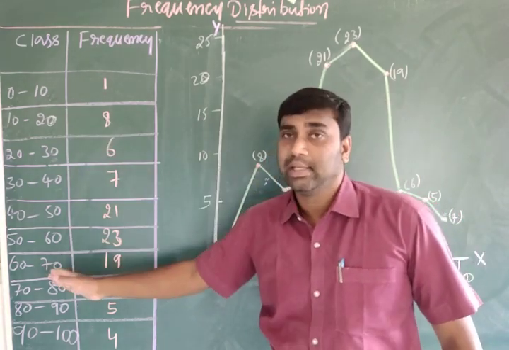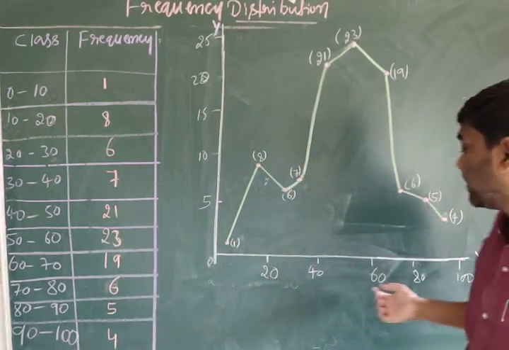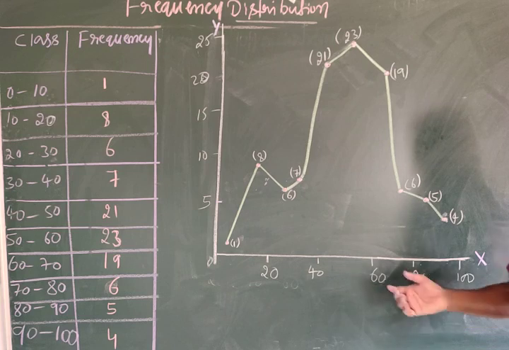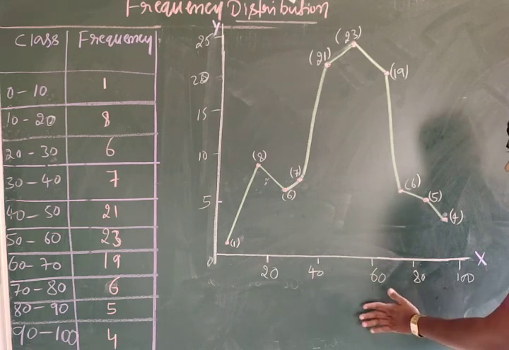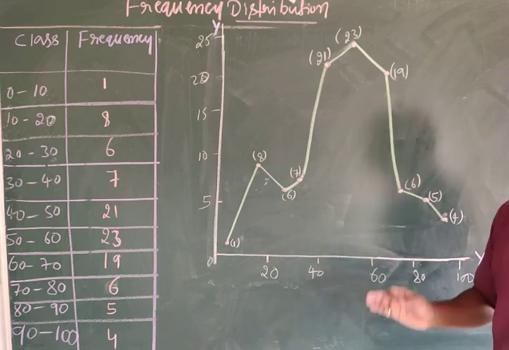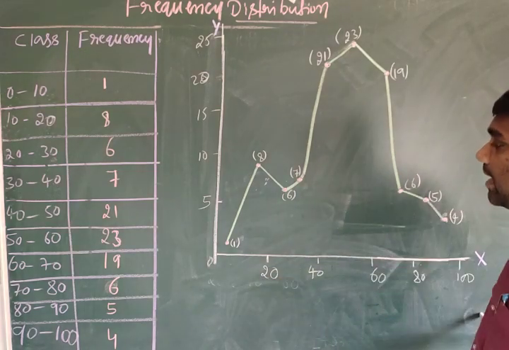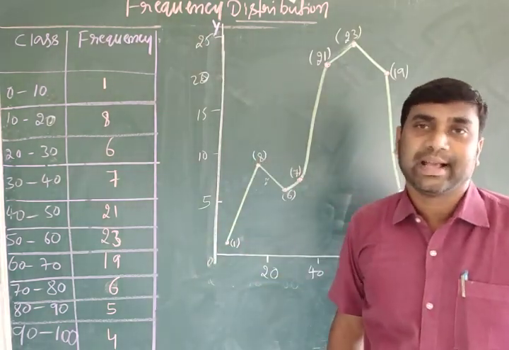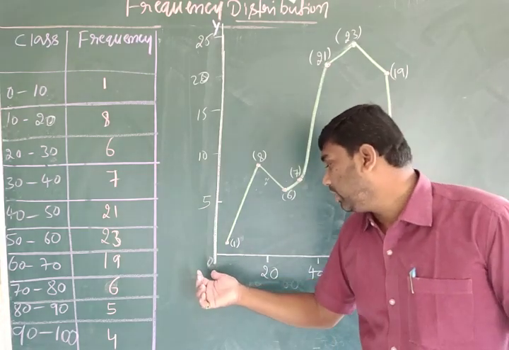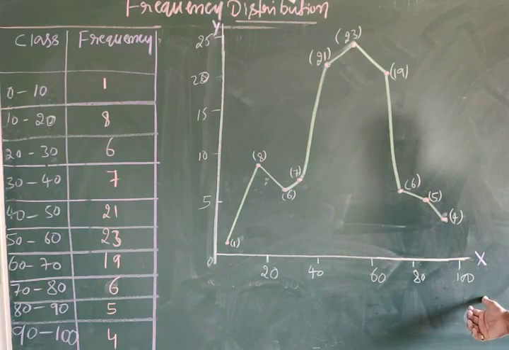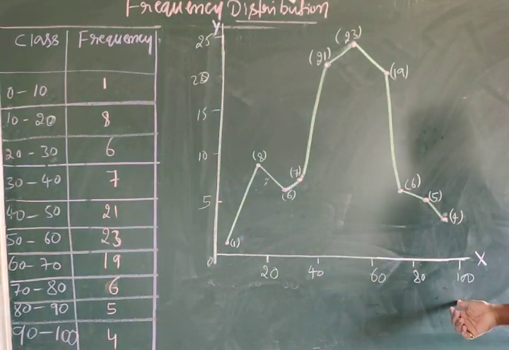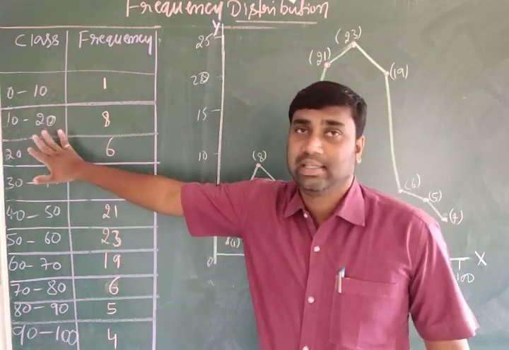Here each class is measured on the OX axis. This is the OX axis, for each and every diagram. This is the OY axis, and this is the origin O. So on the OX axis, we measure the classes.